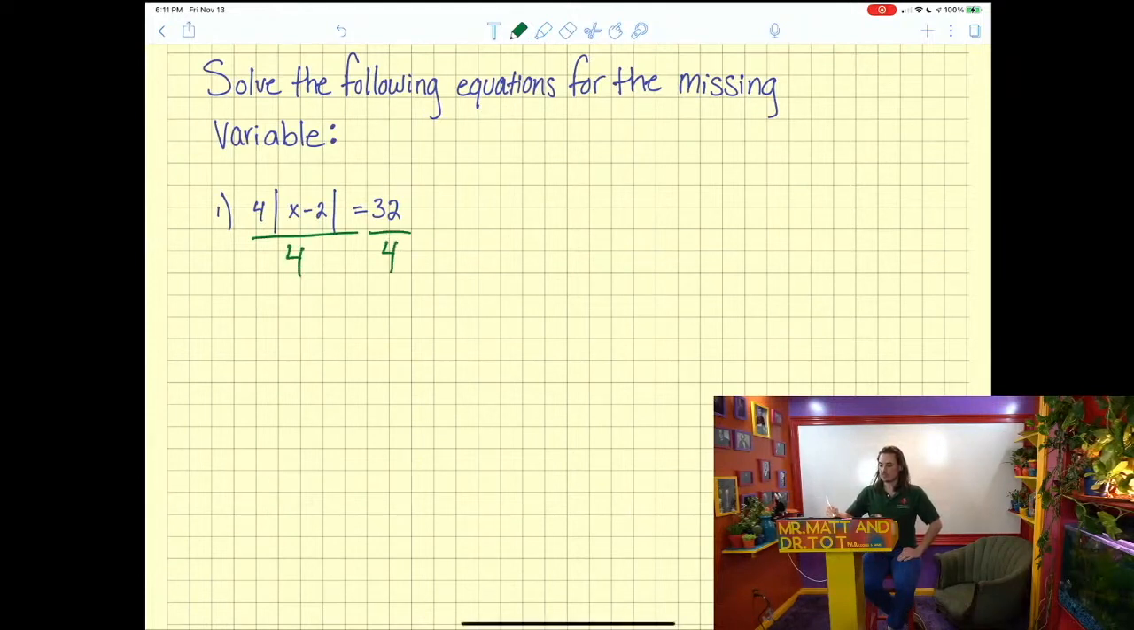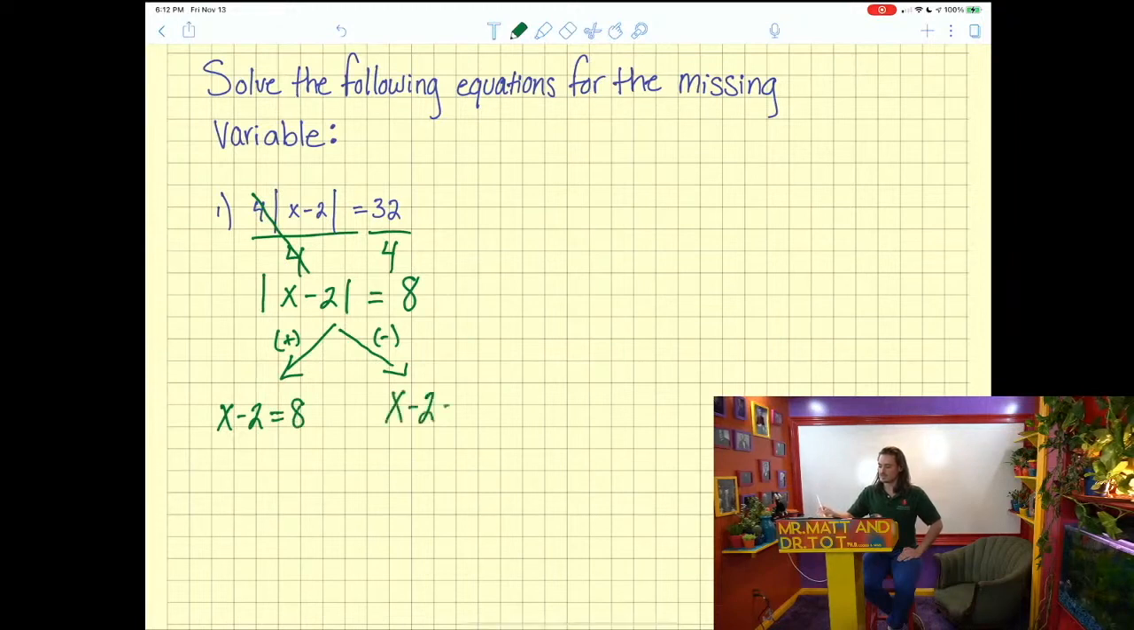Now, in order to remove the absolute value bars, I need to consider the positive and the negative results. So I need to split this into two separate equations. The positive version is going to be x minus 2 is equal to 8. The negative version is going to be x minus 2 is equal to negative 8. Adding 2 on both sides, I'm going to get x is equal to 10. And I'm going to have x is equal to negative 6.